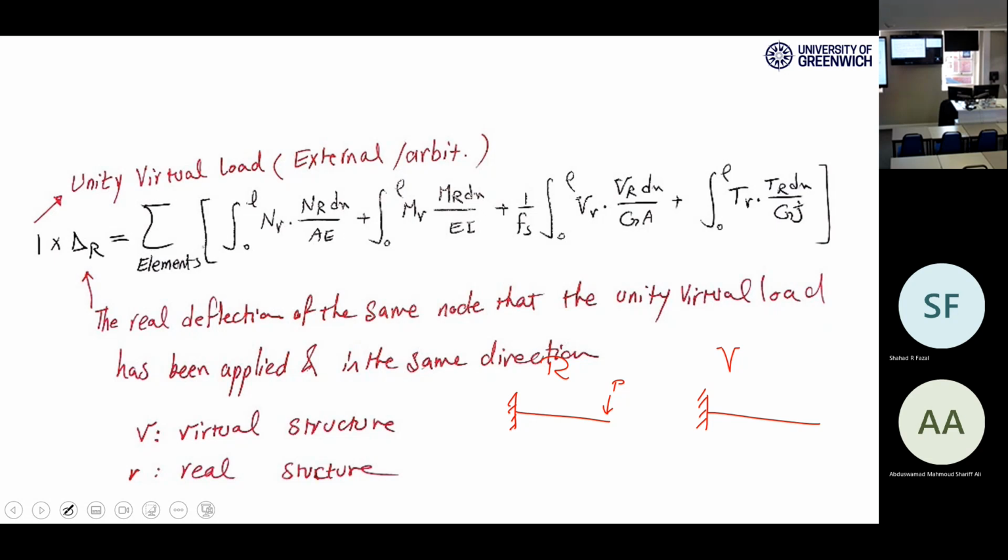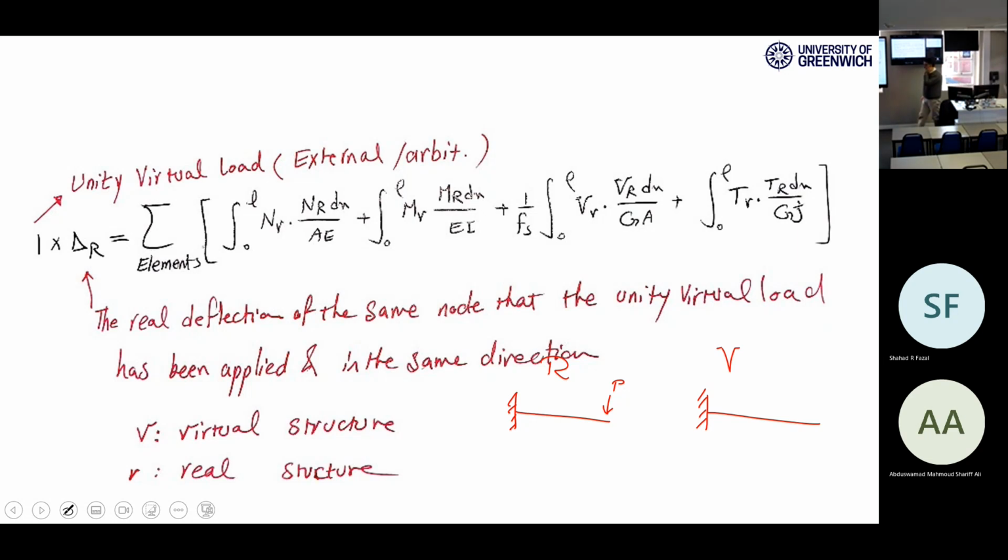But it's beneficial for us to put the virtual force on the virtual structure based on what we want to calculate as a deformation in our structure. How? Like this. This is the formulation of virtual work that we are going to use.